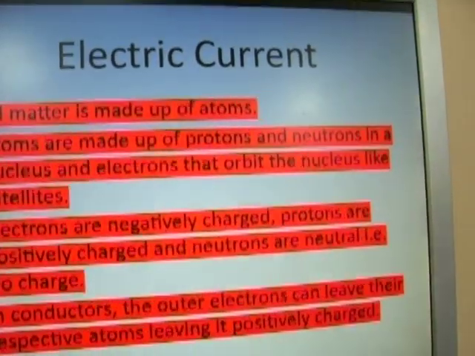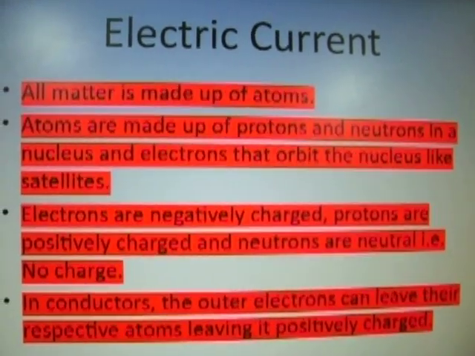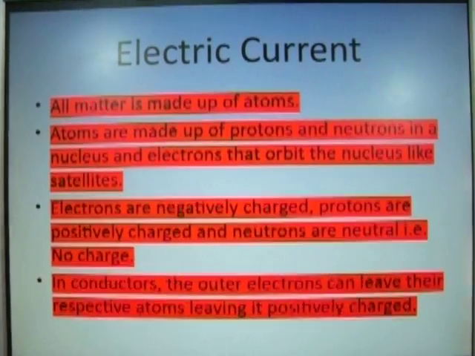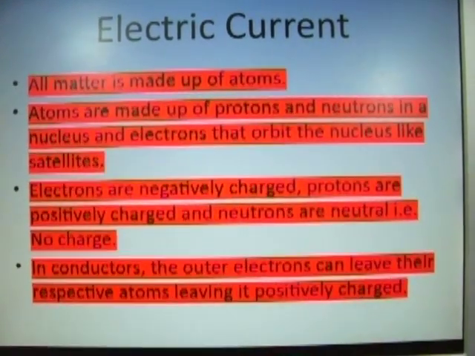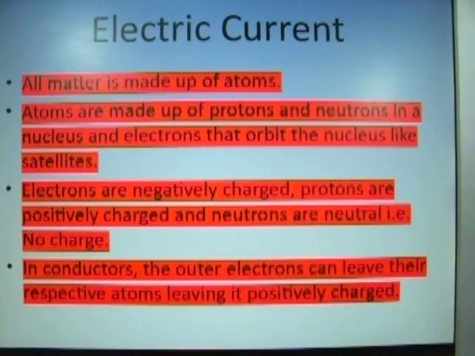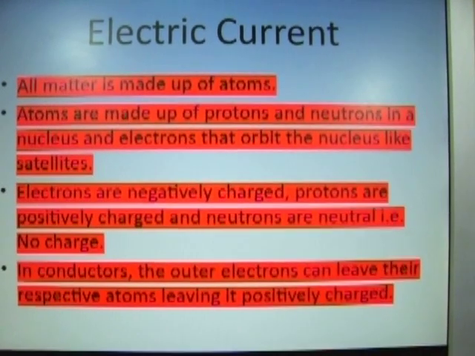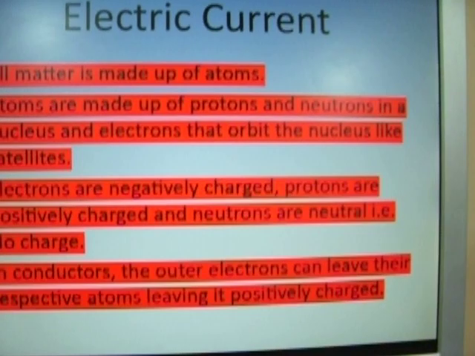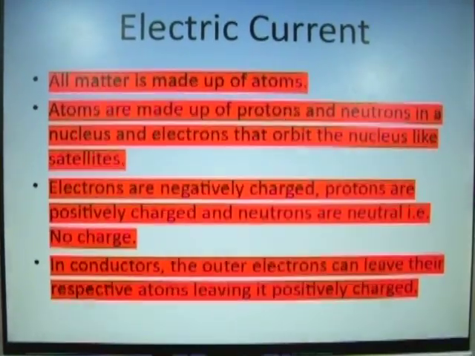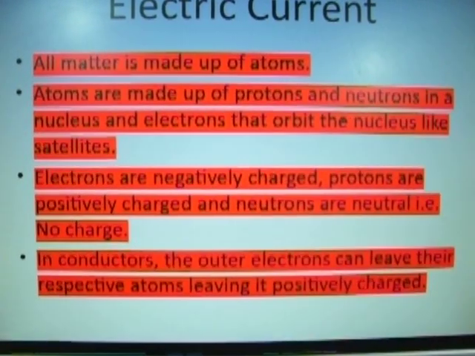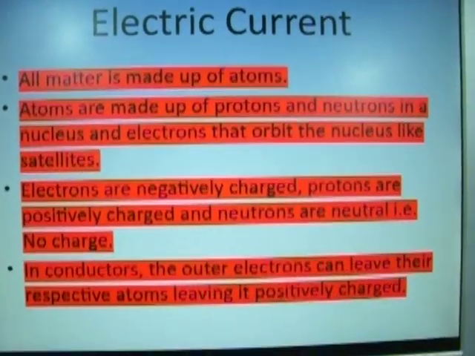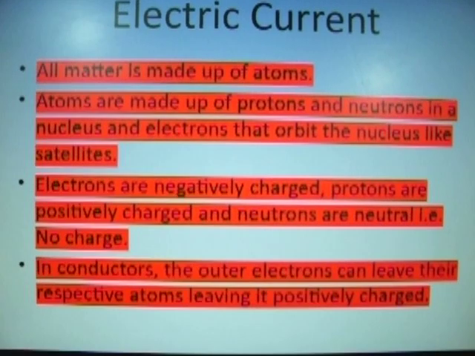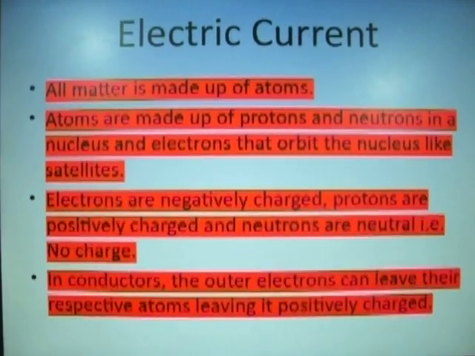Now here, you're looking at electrons. And electrons are negatively charged, protons are positively charged, and neutrons are neutral, i.e. no charge. Okay? Etc. And when I talk about no charge, I don't mean the charge you will pay to go into a cinema, or the charge you are charged for entering the M6. It is a charge in respect of electricity. Okay?